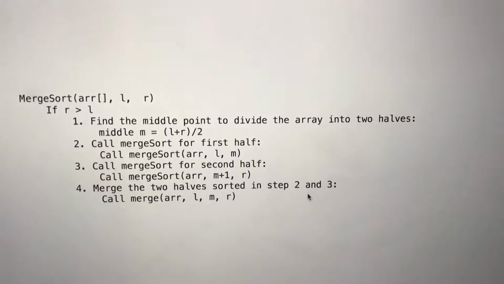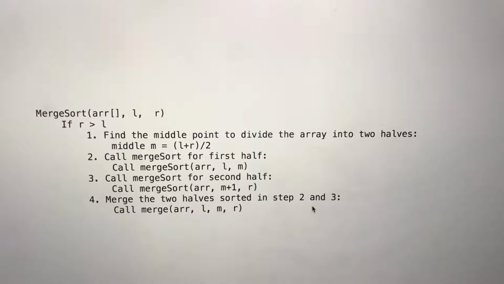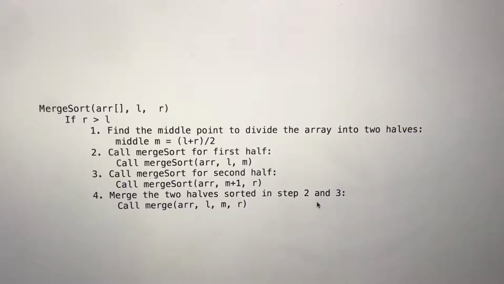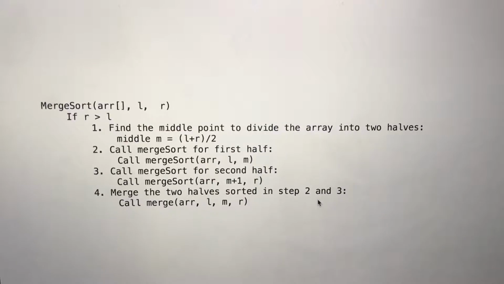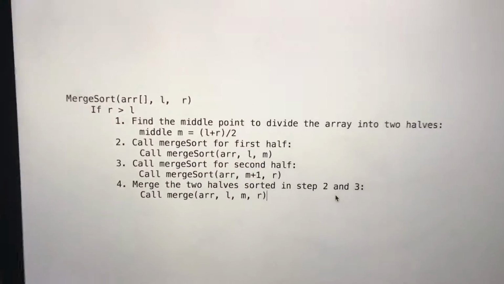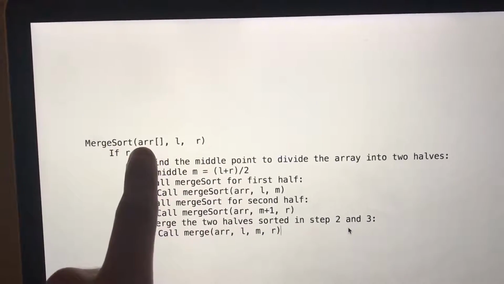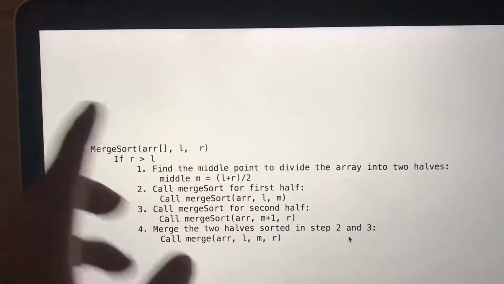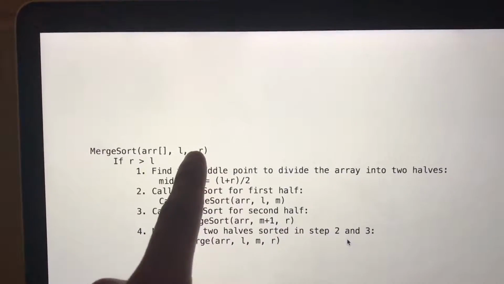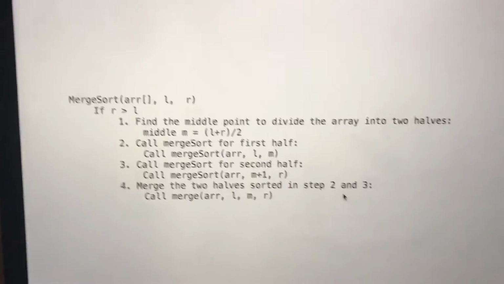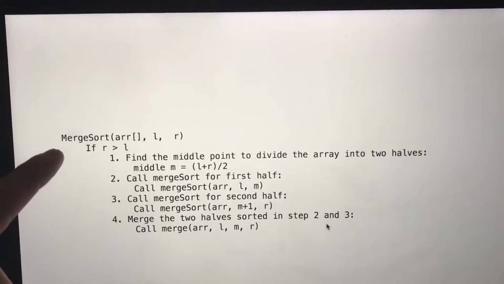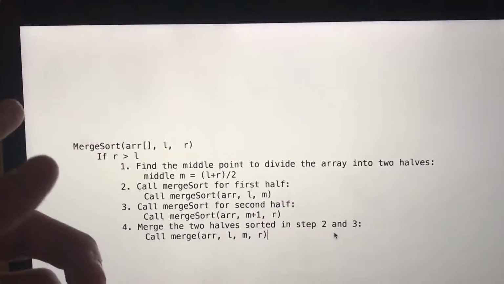Merge sort is an algorithm that will divide an array into subintervals all the way down to having them as single elements, and then sort those and merge all the arrays back together. So when we come in, we pass the array, the first index l, and the index of the last element in the array, which would be size minus 1. And this only works if r is greater than l.